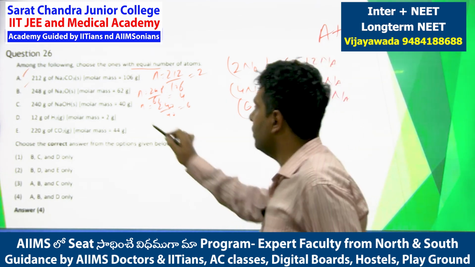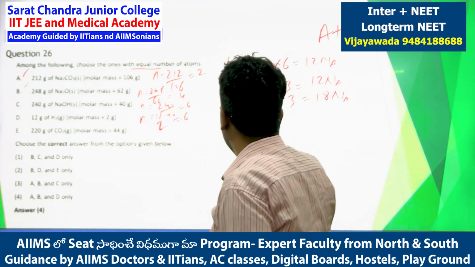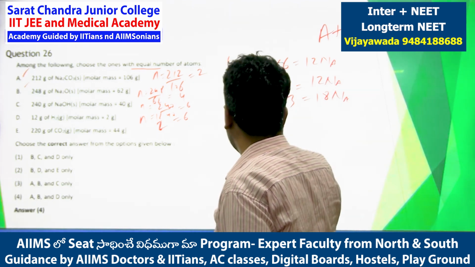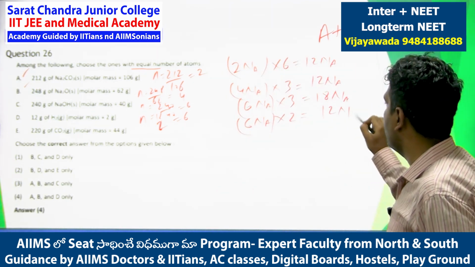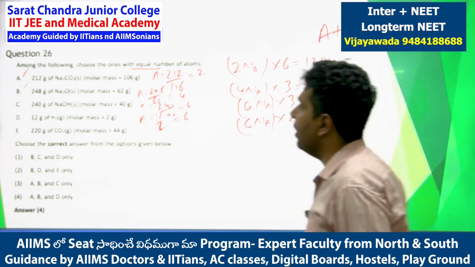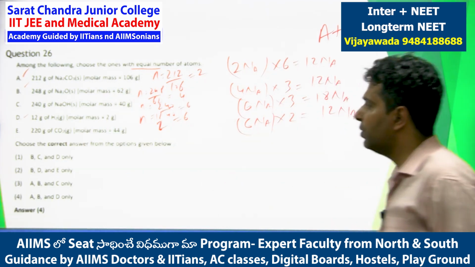Now hydrogen, 12 by 2, that is 6 moles. So number of molecules 6 Na, and in one molecule there are 2 atoms of hydrogen. So 12 Na. So 12 Na is same for A, B and D. So these are having the same, equal number of atoms.